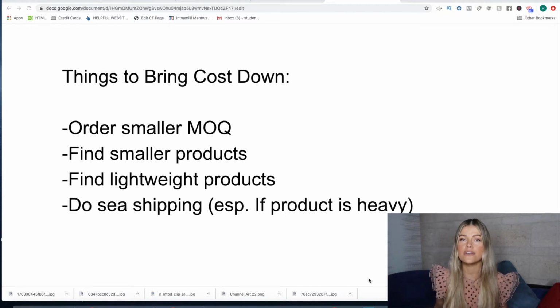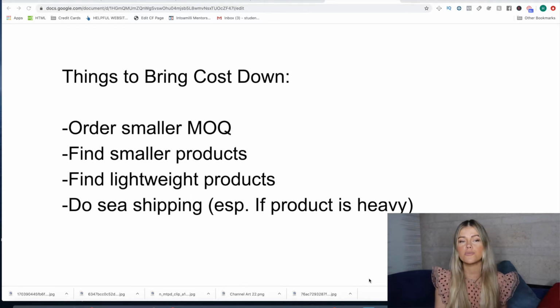You can obviously still do air shipping, which is typically more expensive, but if your product is small and also lightweight, because your product could be small, for example, but if it's fully made out of steel or something heavy, the air freight, which is the air shipping, is going to be really expensive anyways. But if you find lightweight products, you can save money on air shipping.